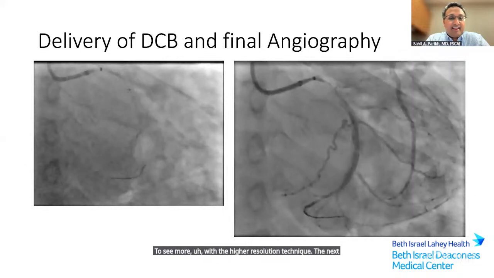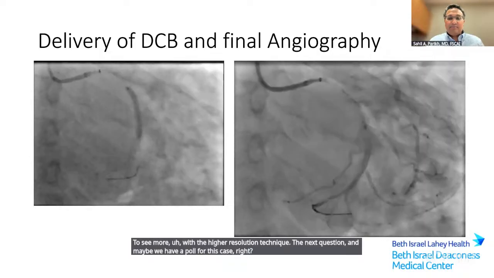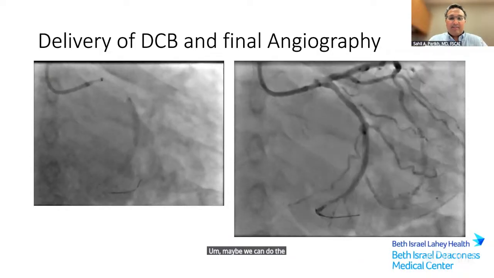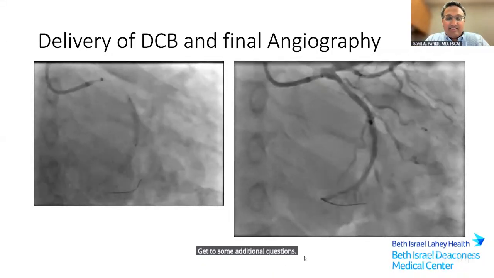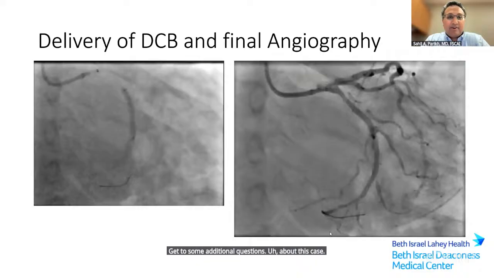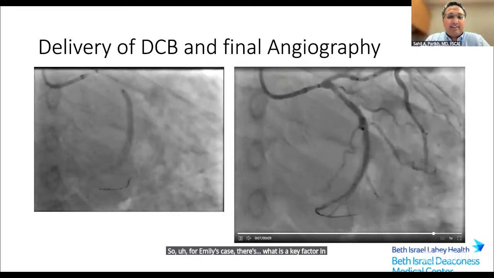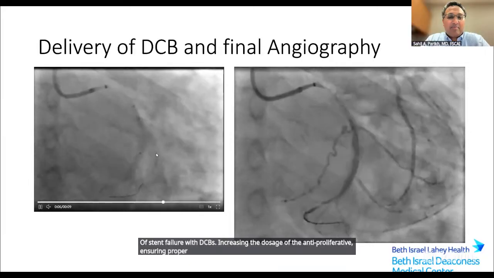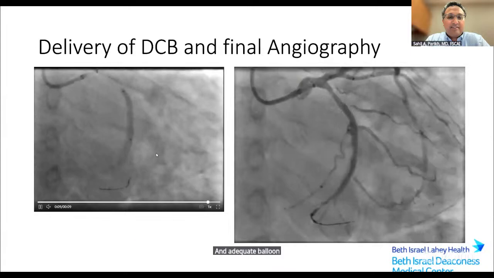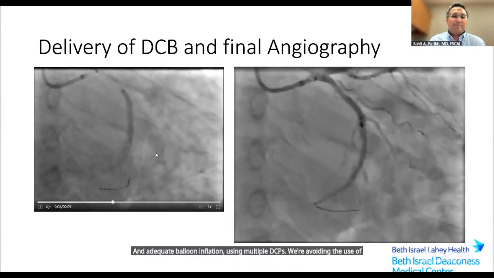The next question, and maybe we have a poll for this case, right? Maybe we can do the poll, and then we'll get to some additional questions about this case. So for Emily's case, what is a key factor in the successful treatment of stent failure with DCBs? Increasing the dosage of the antiproliferative, ensuring proper lesion prep and adequate balloon inflation, using multiple DCBs, or avoiding the use of intravascular imaging.